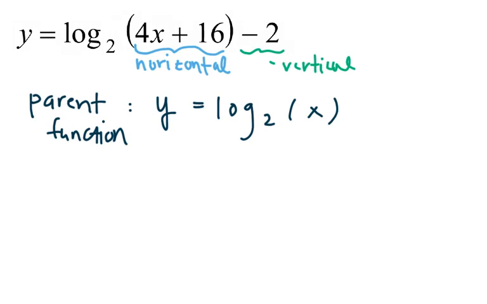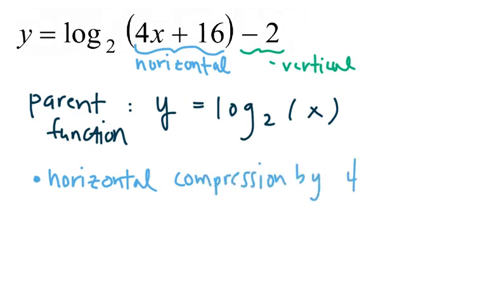Okay, so let's start by seeing what they mean, right? Remember, with horizontal, we do everything opposite. So that 4x, we're going to be dividing by 4, which is going to give us a horizontal compression by 4. That plus 16 is going to be a horizontal shift to the left. Okay, we're going to the left because it's plus.